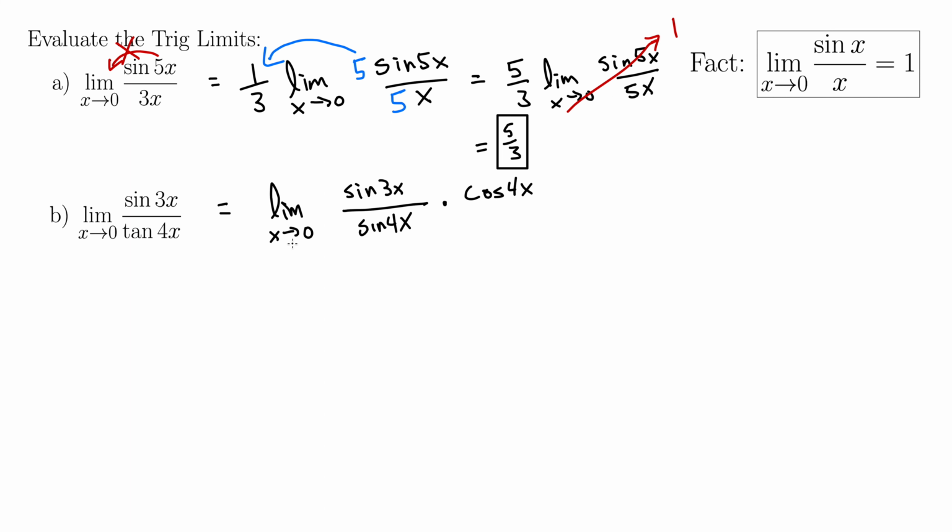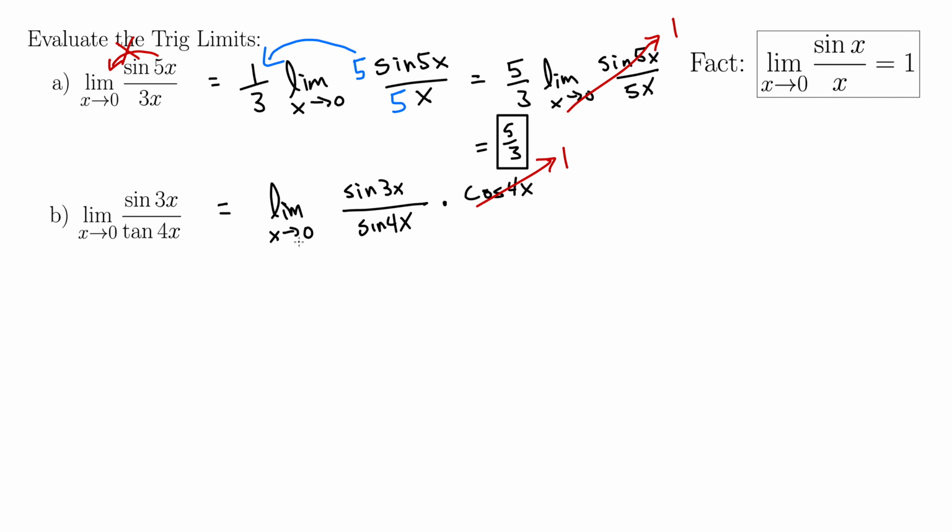Because note that this is no problem, right? The limit as x goes to 0 of cos 4x: cos of 0 is 1, so this whole thing is just 1. So that's already dealt with, essentially. And what we're really looking at here is sine 3x over sine 4x. Well, just like we did in part A, we're going to use this fact. We need the quantities inside sine and below it to line up.